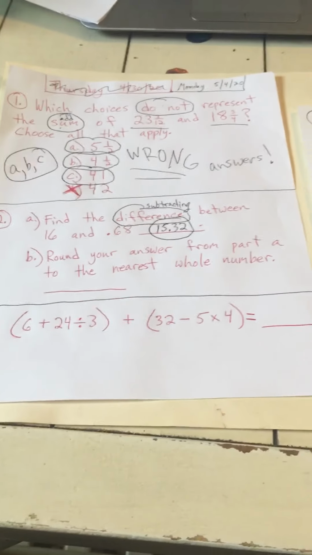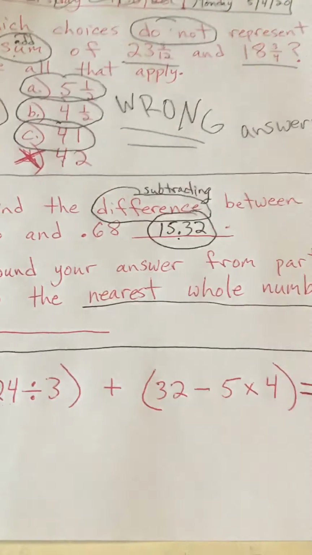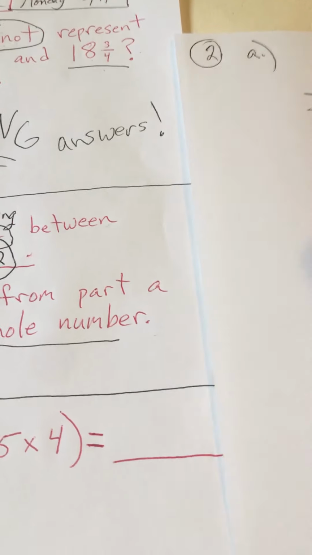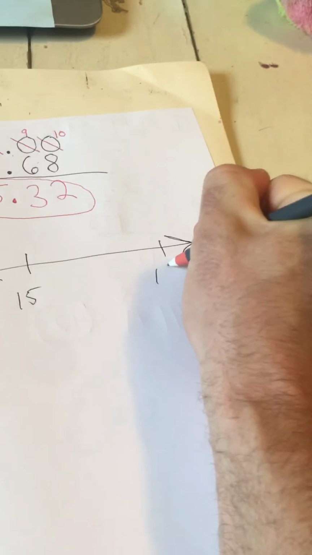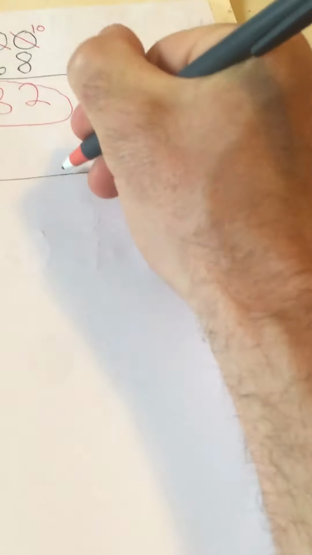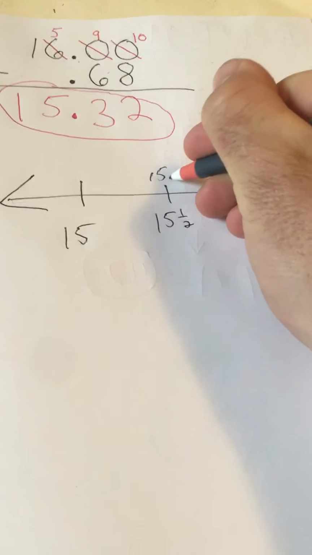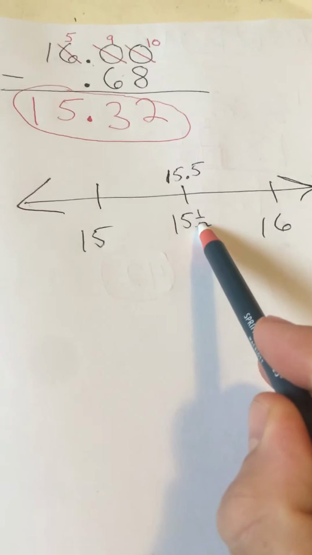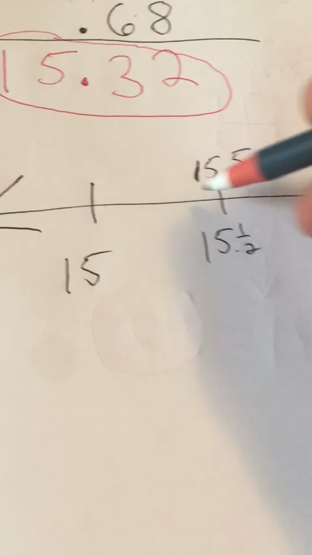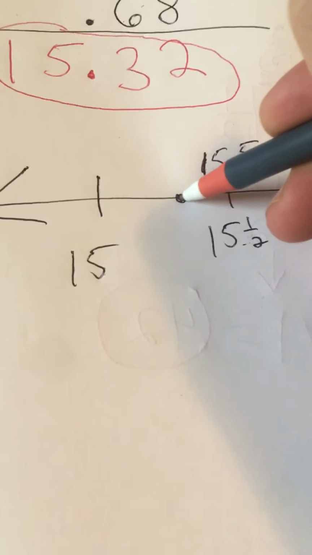Okay, now it says part B, round your answer from part A to the nearest whole number. So is this closer to 15 or is it closer to 16? If we make a number line here, and here's 15 and here's 16, right in the middle would be 15 and a half, or 15.5, 15 and 5 tenths would be halfway, right? So if it was 15.32, that would be less than 15.5. It would be over here somewhere, right?